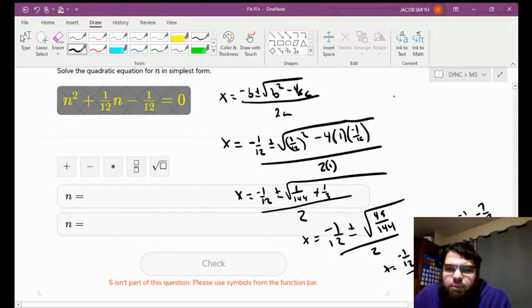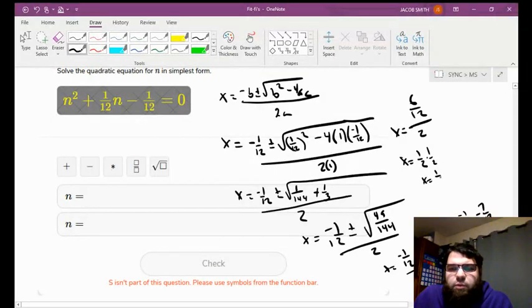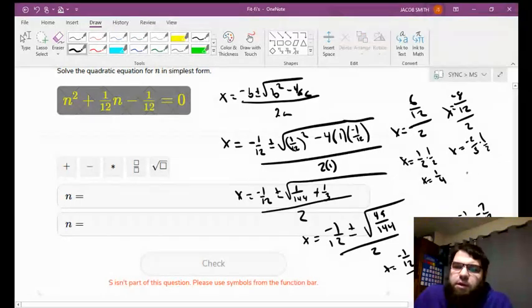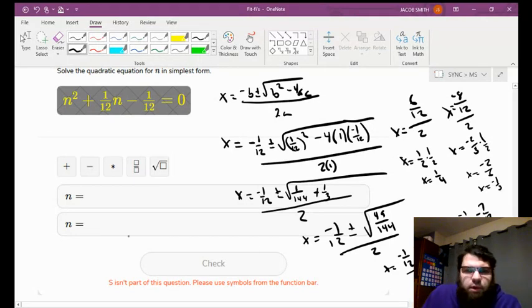All right, so I'm going to jump up here to keep going. So negative 1 plus 7 would be 6/12 over 2. So that would be x equals 1/2 divided by 2, which is the same thing as times 1/2. So x equals 1/4. And then on the other side, I have x equals negative 8/12 divided by 2, which would be negative 2/3 divided by 2, which would be negative 2/3 times 1/2, which would be x equals negative 2/6, which would be x is negative 1/3. So those are your two answers, 1/4 and negative 1/3.